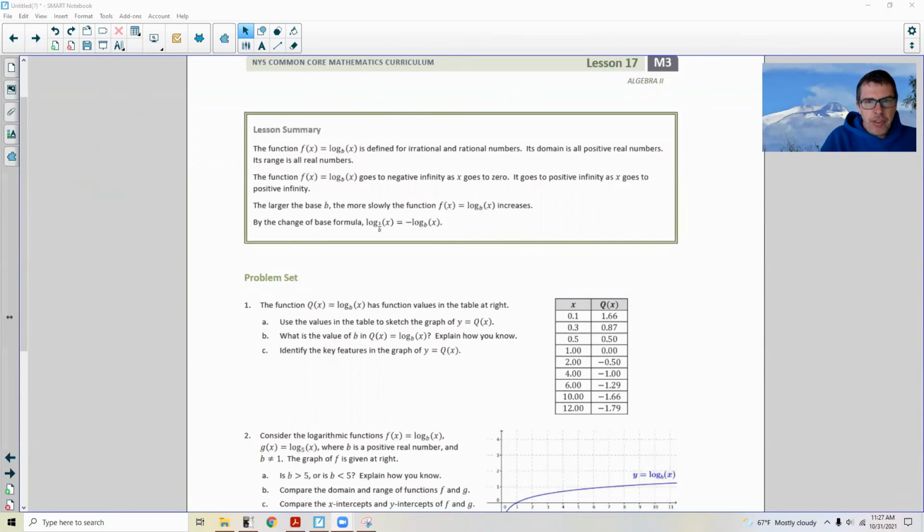All right, page 6 brings us to the end of lesson 17. Review the lesson summary and go do your problem set.